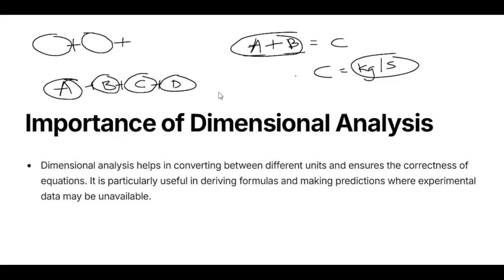But if it's multiplication, that's where we have A times B. What you do to the dimension is you combine the dimensions. Say the dimension of A was kilogram and the dimension of B was second.